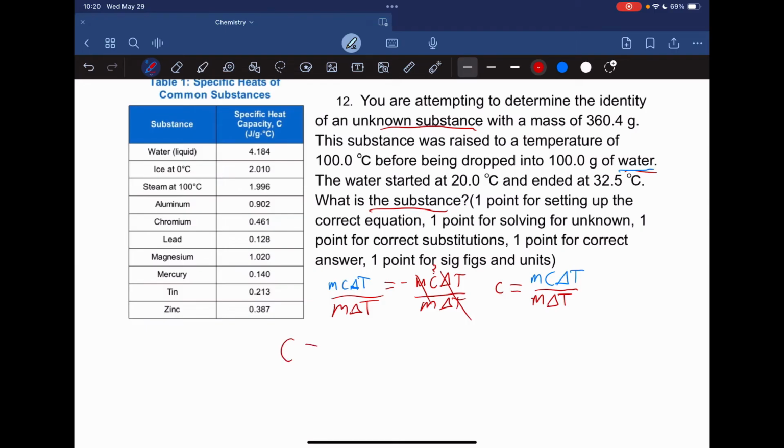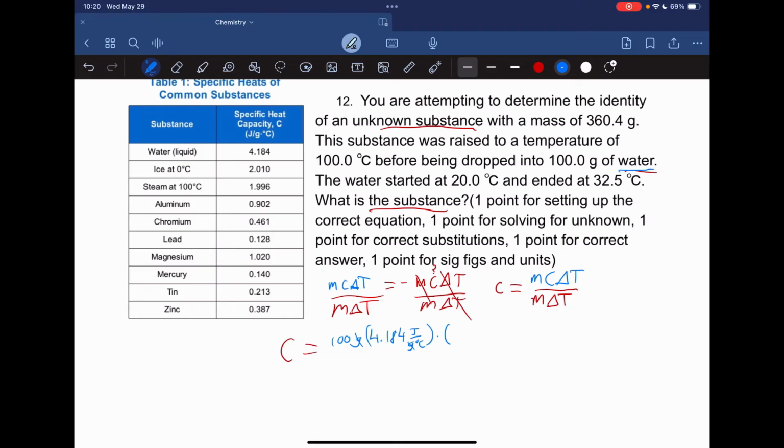So let's plug in some numbers here. The mass of the water was written to be 100 grams. So 100 grams, and the specific heat of water is given to us in that table. It is 4.184 joules per gram degree Celsius, which, notice, the grams are going to cancel. And then we are multiplying by the change in temperature.